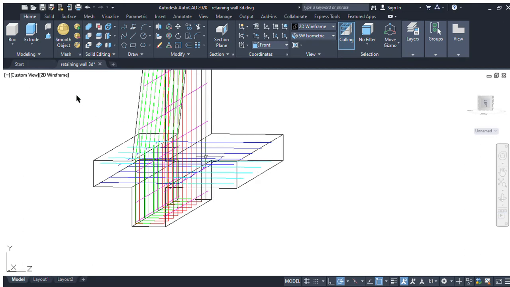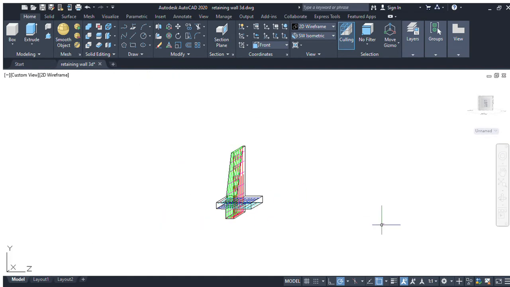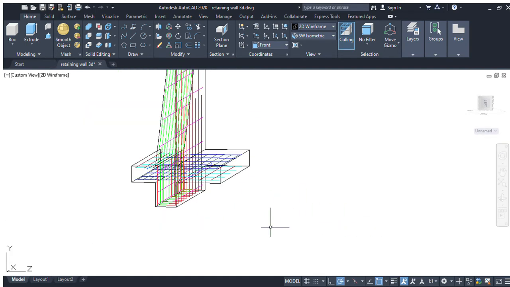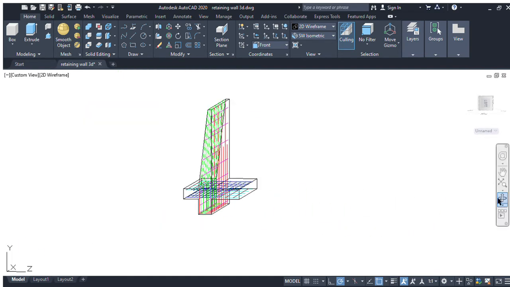Next, finally, we provide the horizontal bars in the slab along the direction. Finally, we complete the retaining wall. This is a cantilever retaining wall.